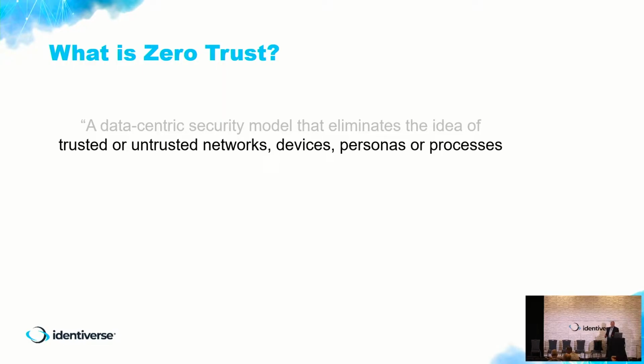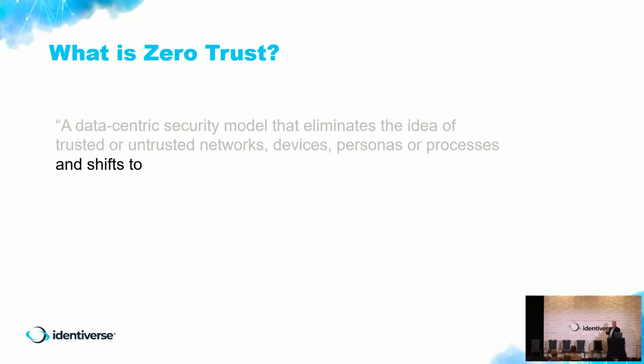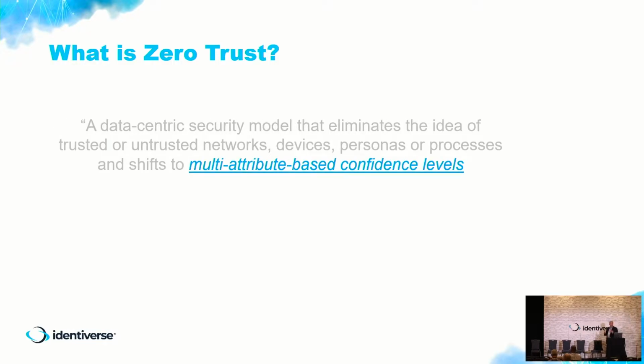A lot of processes now, bots, system accounts, other processes are making direct requests for access, and those need to be controlled. So we're shifting this to multi-attribute based confidence levels. This is being able to decide that I trust what you're asking to do is authorized in the moment based on what I know about you. Now you may look at that and say, well, that's a pretty easy thing to do.